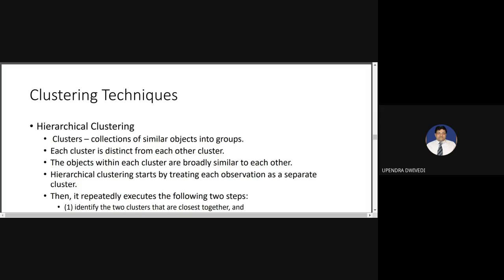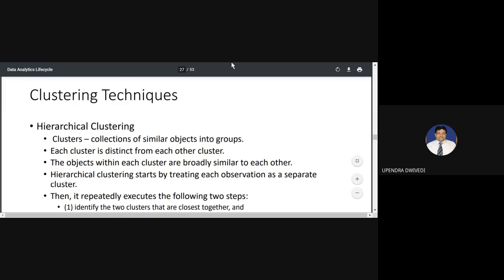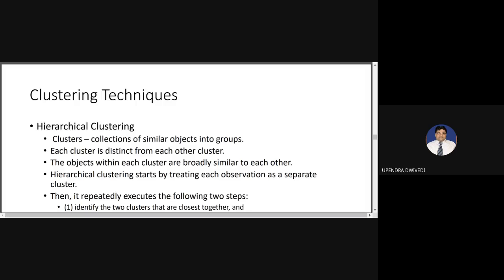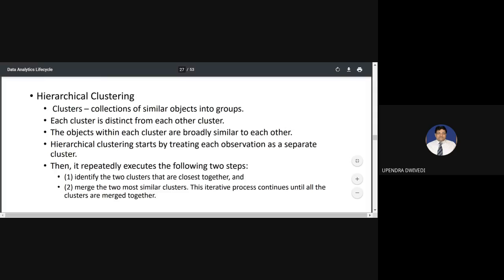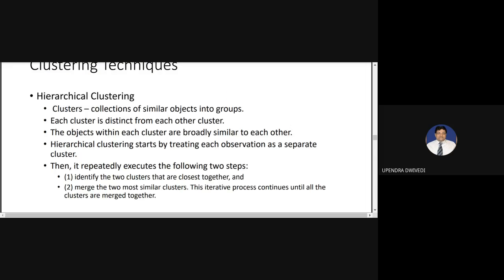In today's session, we'll discuss clustering techniques. A clustering technique is basically useful to identify similar groups of objects. It is very helpful for big data so that we can identify the required data set. Clustering techniques can be hierarchical clustering, where a cluster is a collection of similar objects grouped together. Each cluster is distinct from each other cluster, so every cluster has different attributes compared to other clusters.